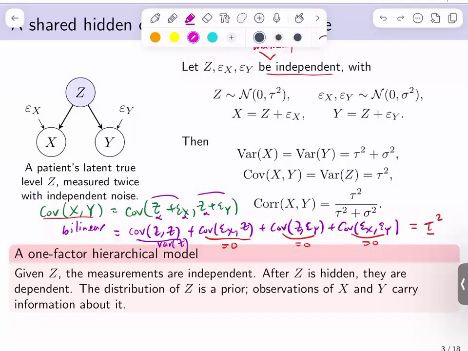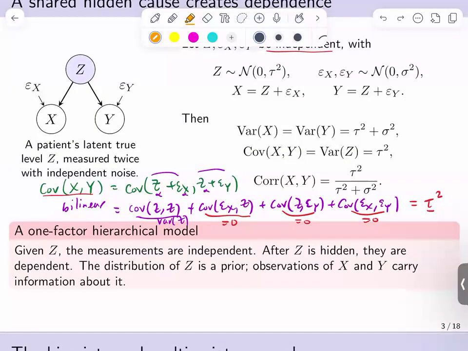Correlation negative means when one goes up, the other goes down. Can you think of a simple modification to this model that produces negative correlation? Anyone? Just guess. Think about it, and let me know in the chat. I'm not going to give it to you.